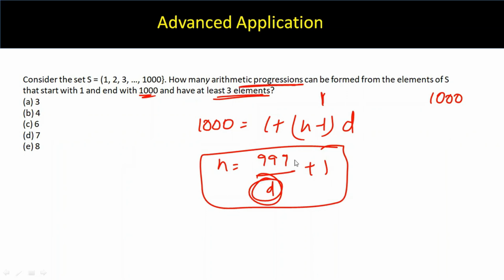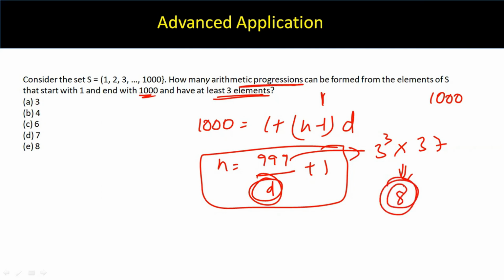Now what is 999? 999 is nothing but, I can see 9 is a factor, 3 will also be. So 9 into 3, 27 is a factor. 3 cube into 37. That is what n is, right? n is 3 cube into 37. Now if n is 3 cube into 37, how many factors does it have? Number of factors is 3 plus 1, 4 into 2, 8.